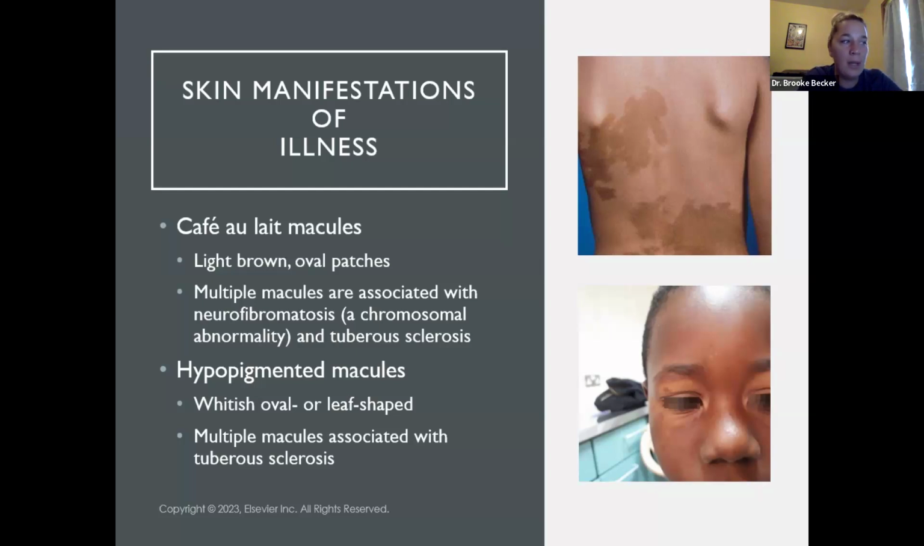Okay, hypopigmented macules, you can see that in this picture. These are areas of hypopigmentation, kind of leaf shaped or like a whitish oval appearance, that can also be associated with tuberous sclerosis.